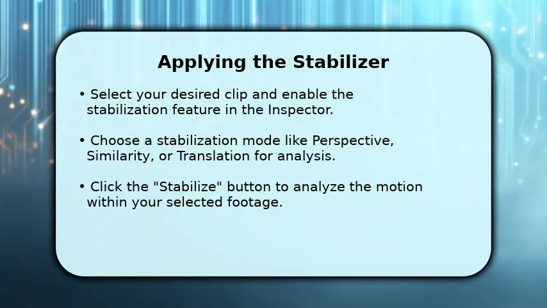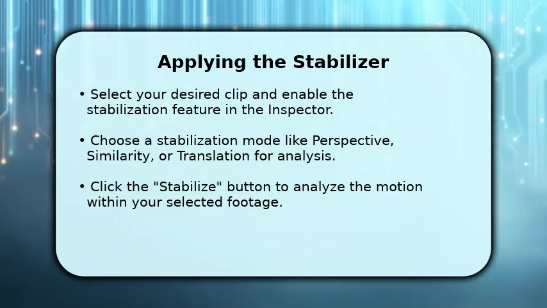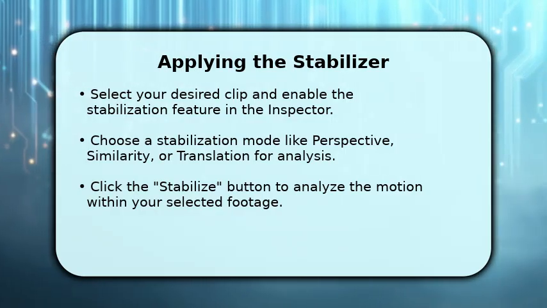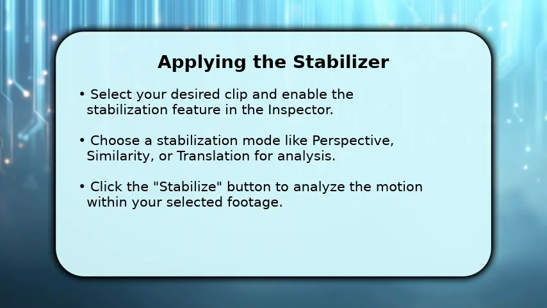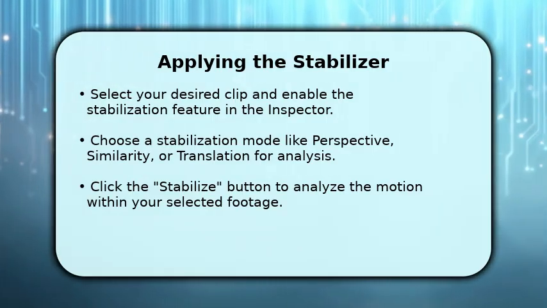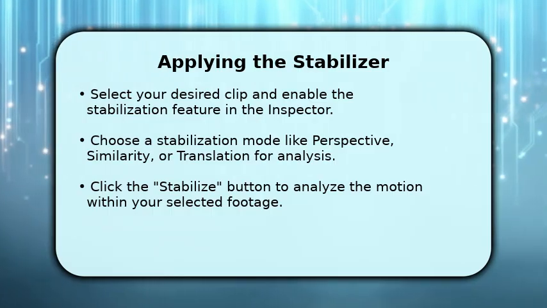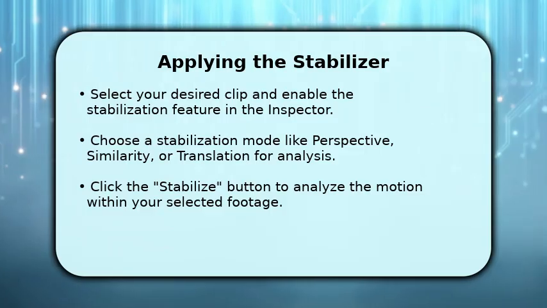Next, select a stabilization mode. Perspective is often a great starting point, analyzing all three axes of motion. Similarity considers rotation and scale, while translation only corrects for horizontal and vertical movement. After choosing your mode, click the Stabilize button to let DaVinci Resolve analyze your clip's motion.